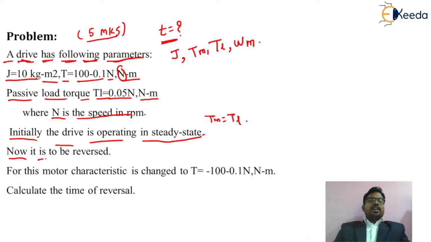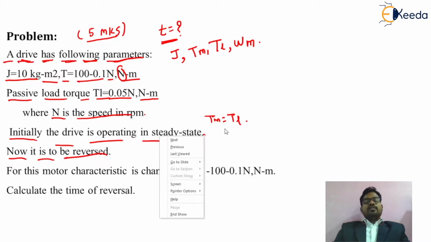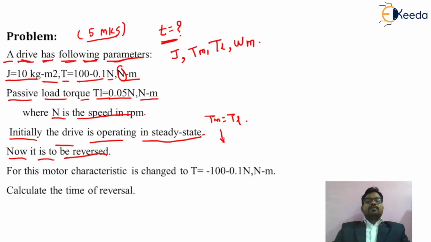Now it is to be reversed. After steady state operation, the transient state will occur, meaning the direction of this drive is now reversed. For the direction of reversal, the motor characteristics are changed. Now the motor torque Tm for reversing operation will be changed, so the direction of that motor torque is reversed. It is shown by the minus sign, that is minus 100 minus 0.1 N Newton meter. Again, this N is in terms of speed.